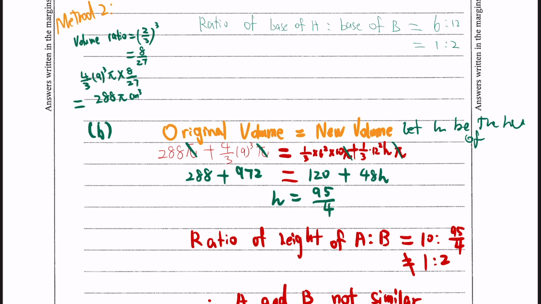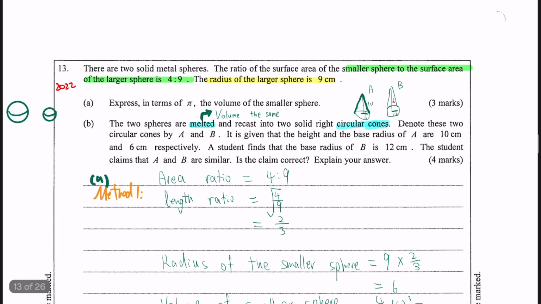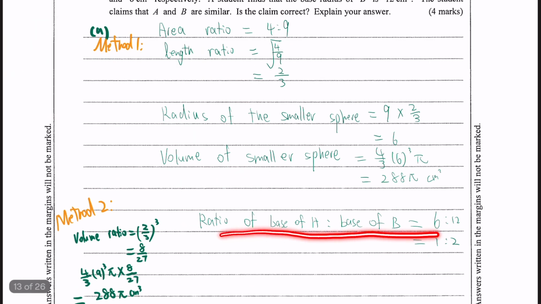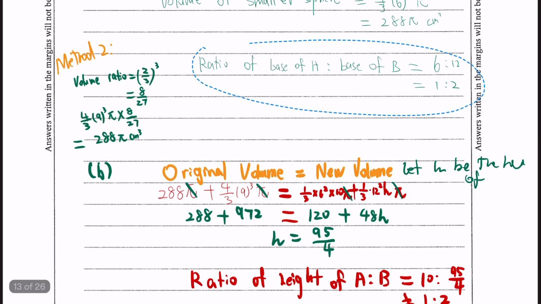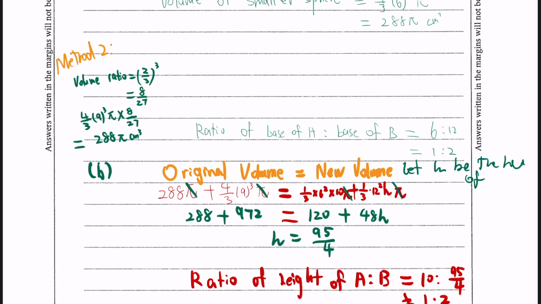10/9 : 5/4, which is not equal to the ratio of radius. The radius is 1:2, right? As it says, the ratio of the radius of the base should be 1:2. So this one should be in part B. Okay, so they are not similar.